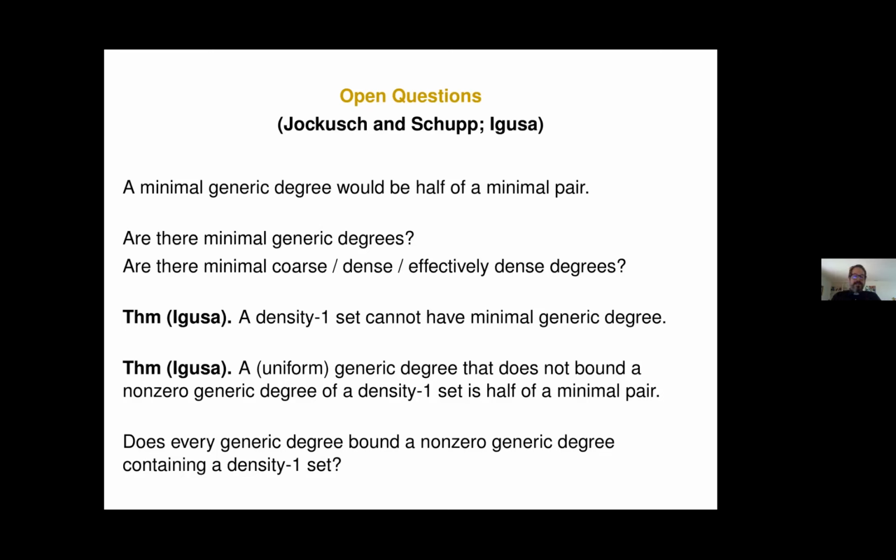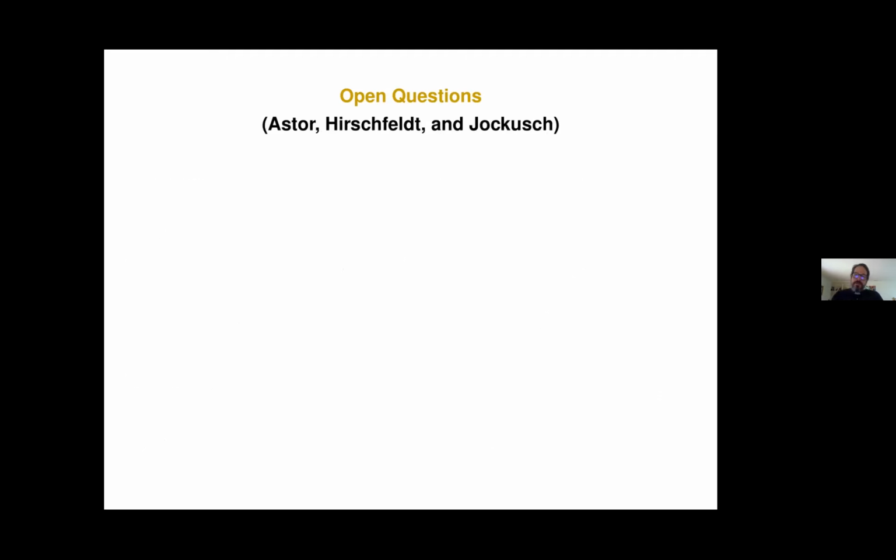So that is, I think, a very interesting question. And in fact, in earlier ways that I was trying to get a minimal pair, in some sense, I would always, in the end, try to do it that way, which amounted to getting a generic degree that doesn't bound a non-zero generic degree of a density 1 set, and those failed, so who knows. And so now also a couple of questions that come from this paper with Astor and Jockusch.